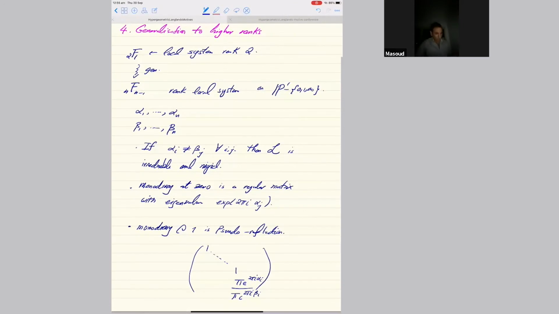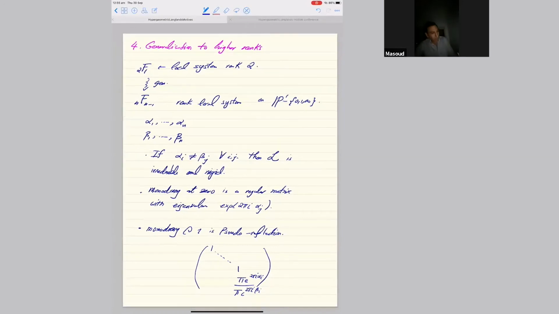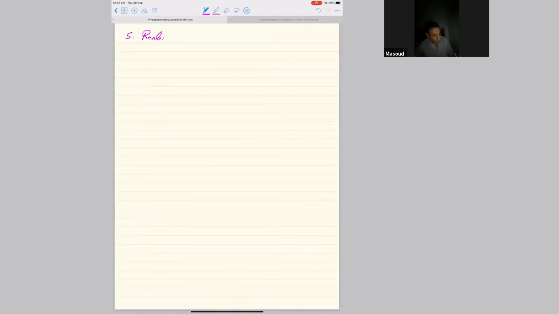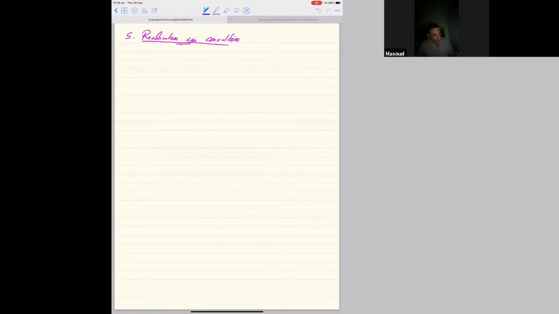Next, I want to talk about realization of hypergeometrics via convolution. So, before saying that, this is a bit of a tangent to tell you about the motives. One way to view our work is that we give another realization of hypergeometric local systems, namely the realization via Langlands duality. But before doing that, because this is about motives, let me tell you how the motivic picture came in.